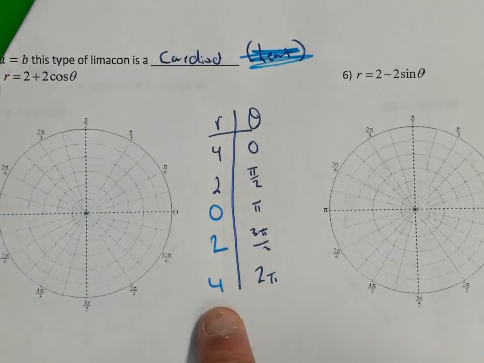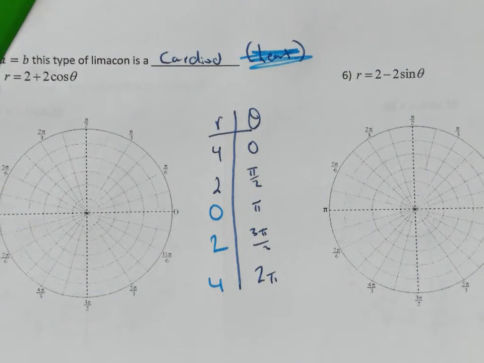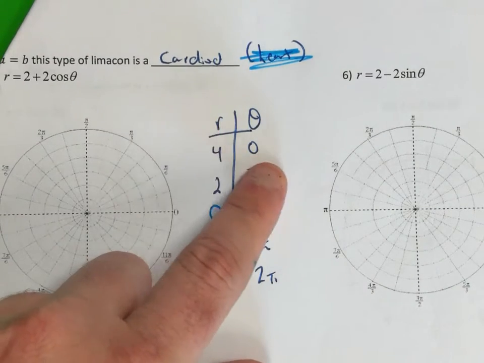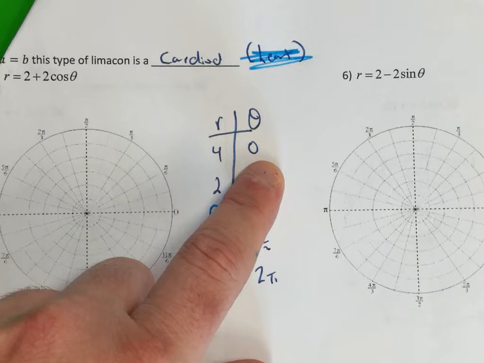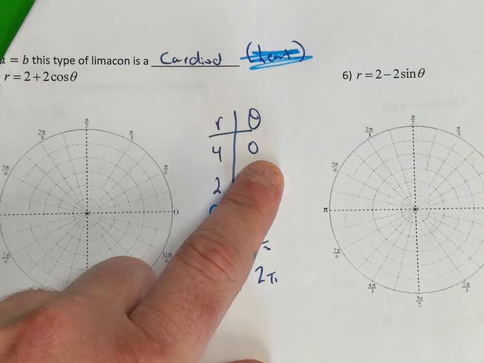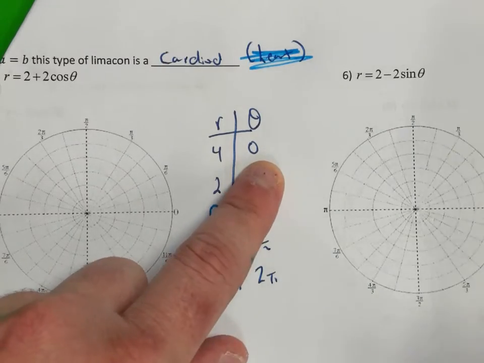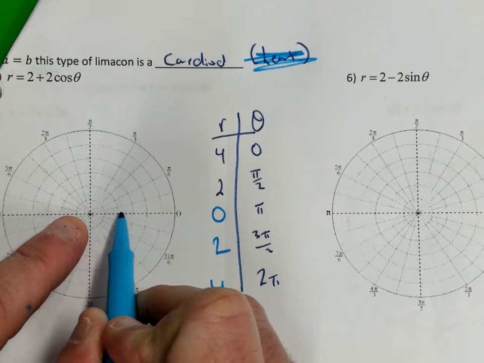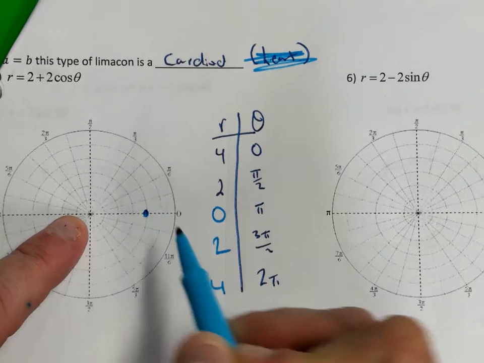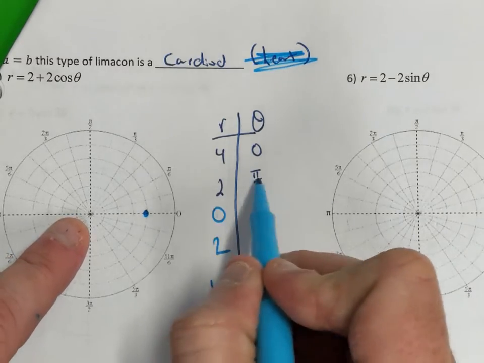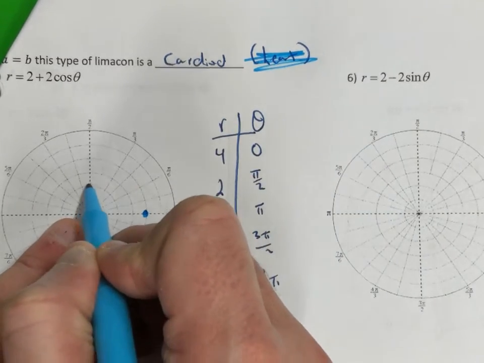Okay, now let's graph this. Remember, when you graph these ordered pairs, go to the degrees first. 0. Okay, good. You go to 0 degrees. I'm going to go out to ring 4. 1, 2, 3, 4. Okay. Go to pi over 2. Go up to ring 2. 1, 2.